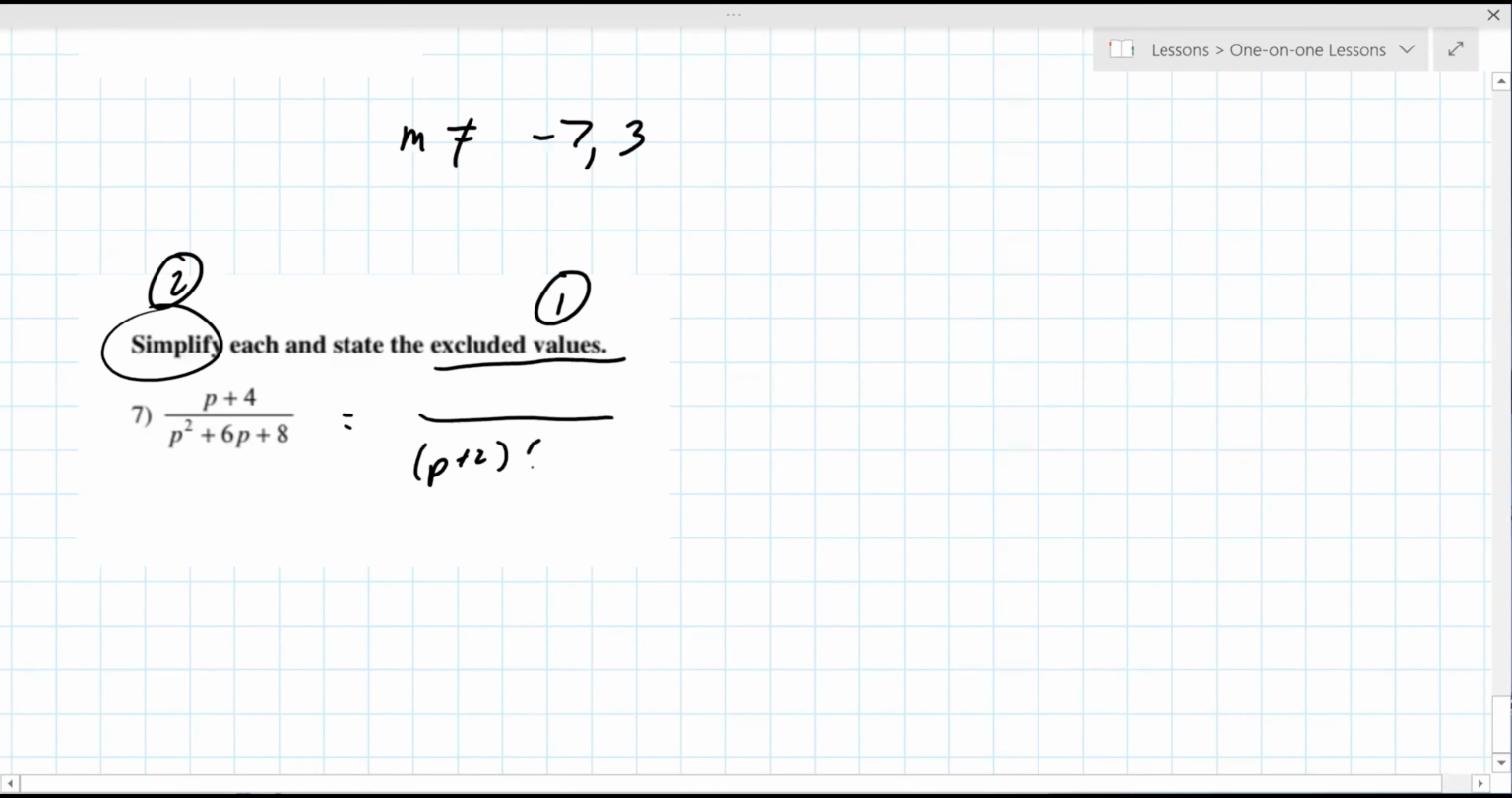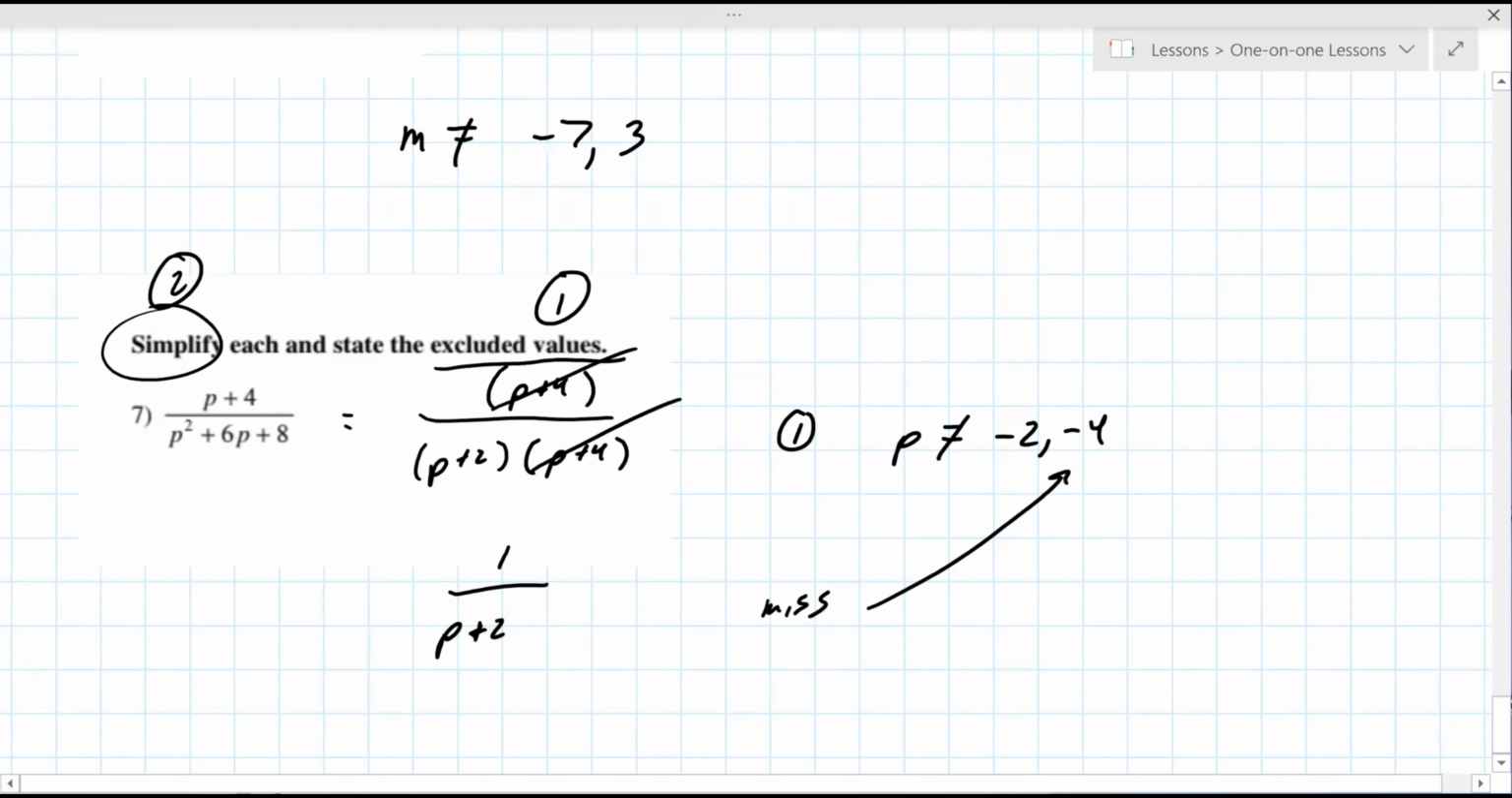It becomes p plus 2, p plus 4. And you might say, oh, I can cancel this. Yes, you can. That's number 2, though. So number one is to say that p cannot be -2 or -4. Now, when you simplify, you're going to cancel those out, and you're going to get 1 over p plus 2. See how if you try to figure out the excluded values here, you're going to miss that one. So again, you kind of got to do this in the right order.